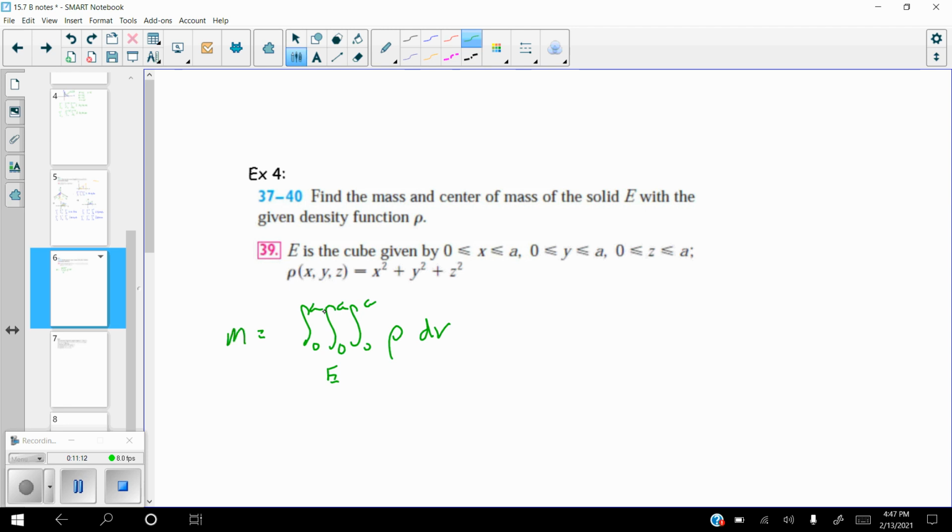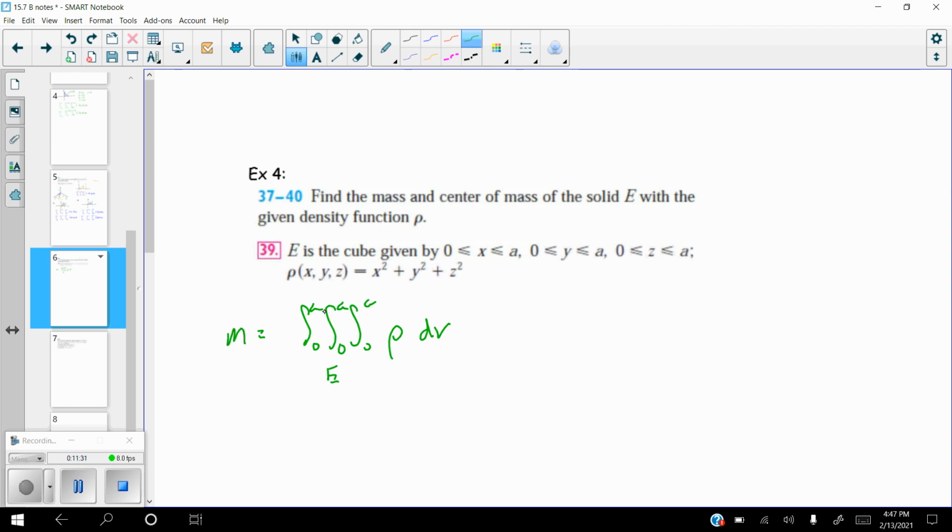You could do it in any order, so the dV order doesn't matter. I can do it as xyz or zyx. All the bounds are the same, so it makes it really simple. Finding the mass is not really that difficult; you just have to go through the process. Again, I'm not going to perform that just because of time. I want to get to the other examples.